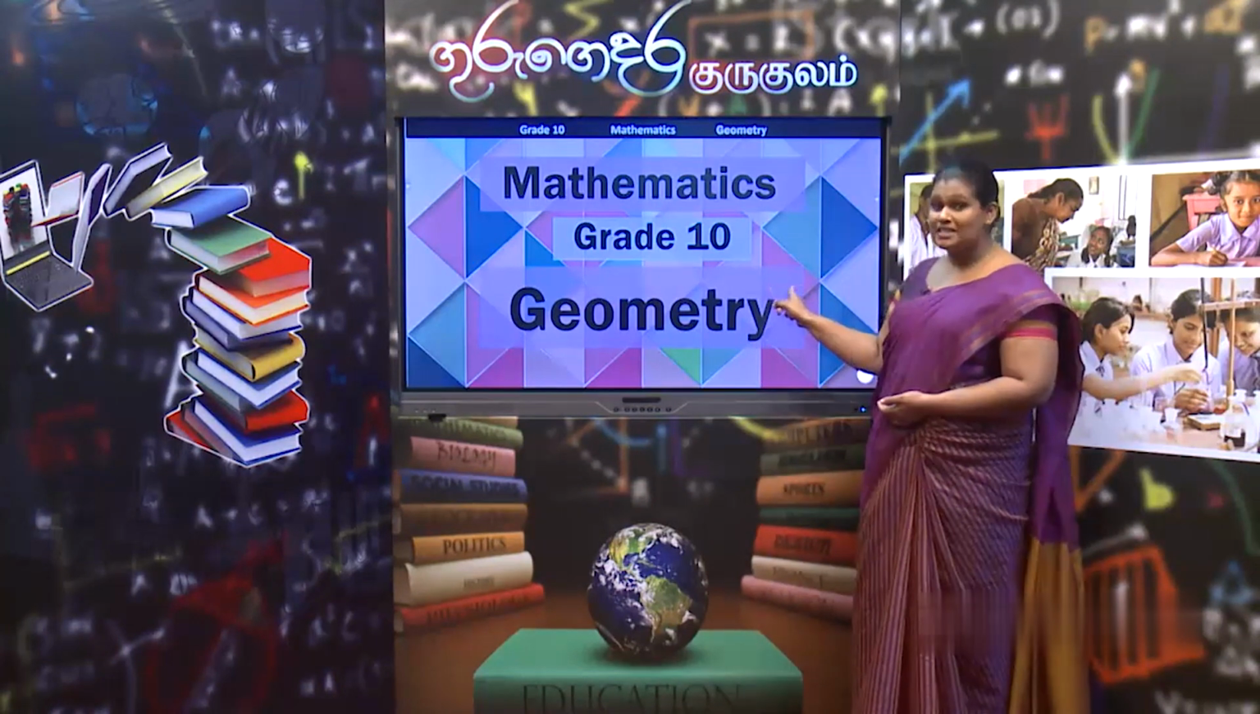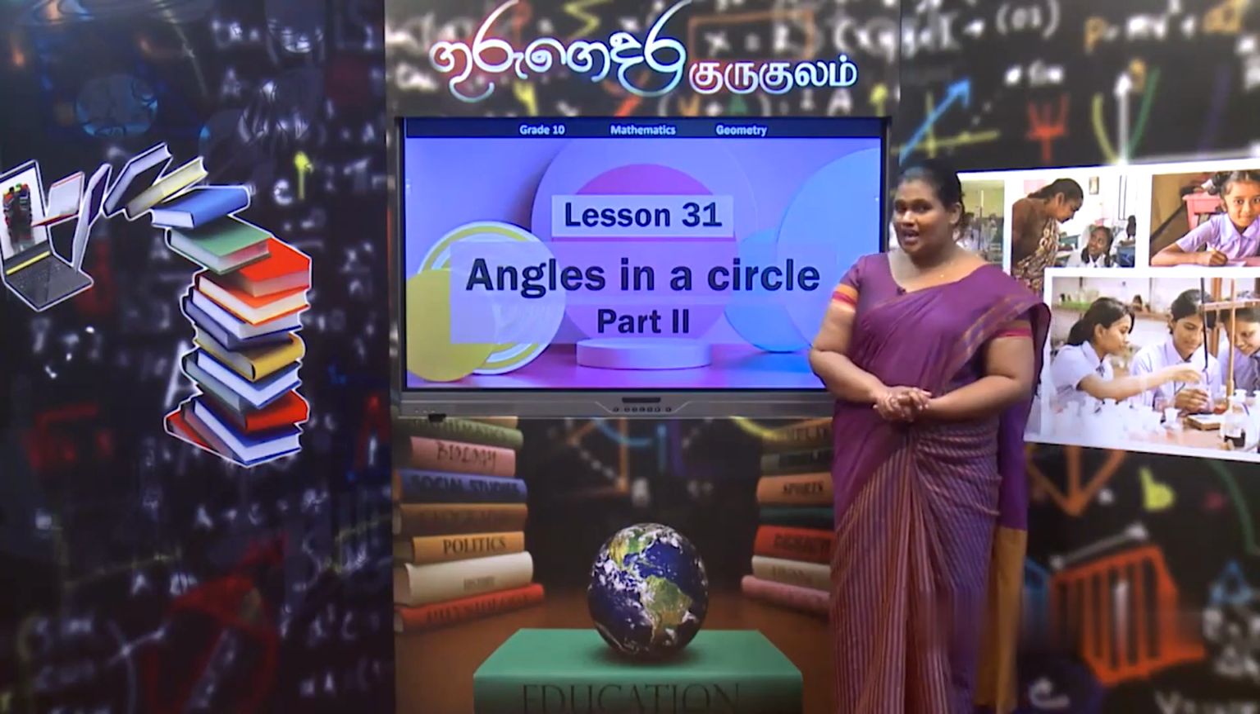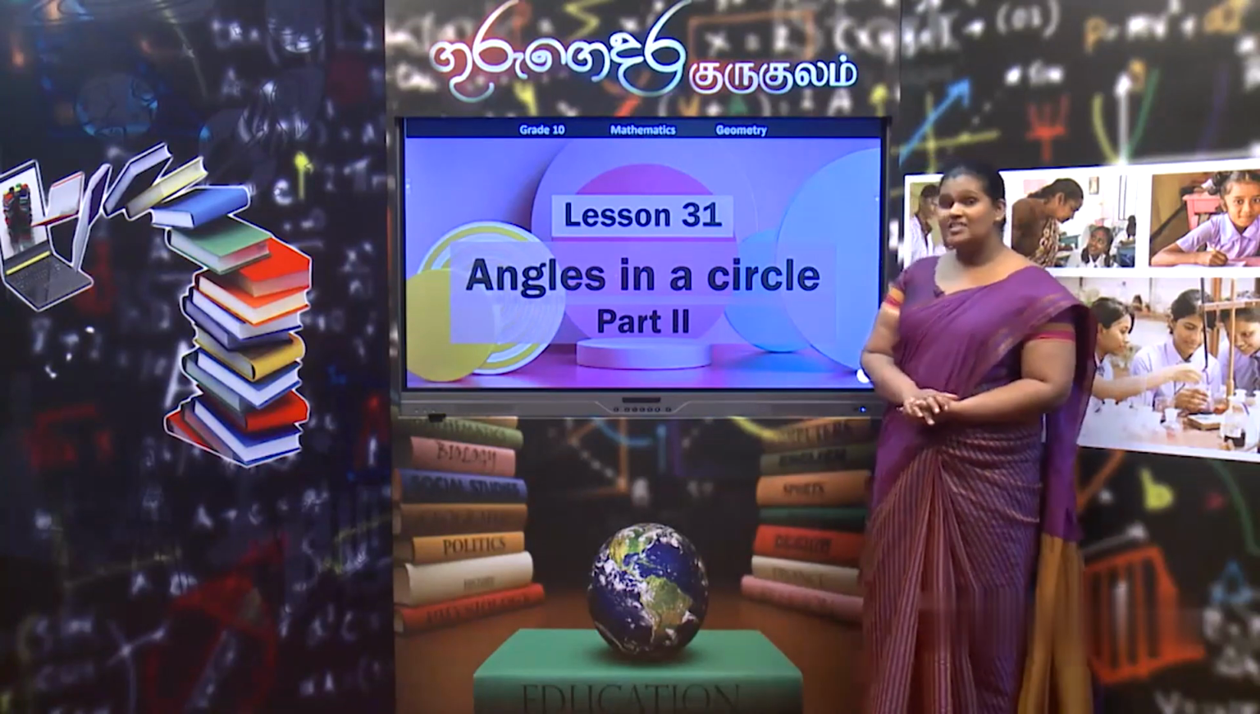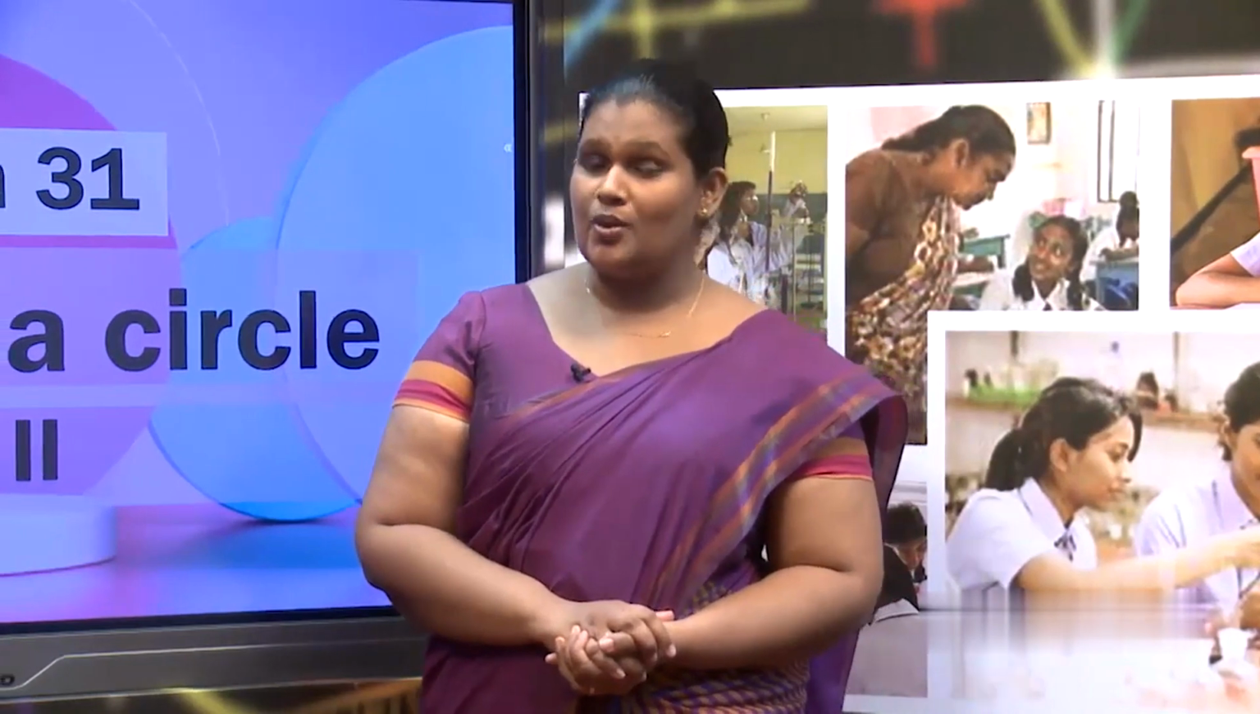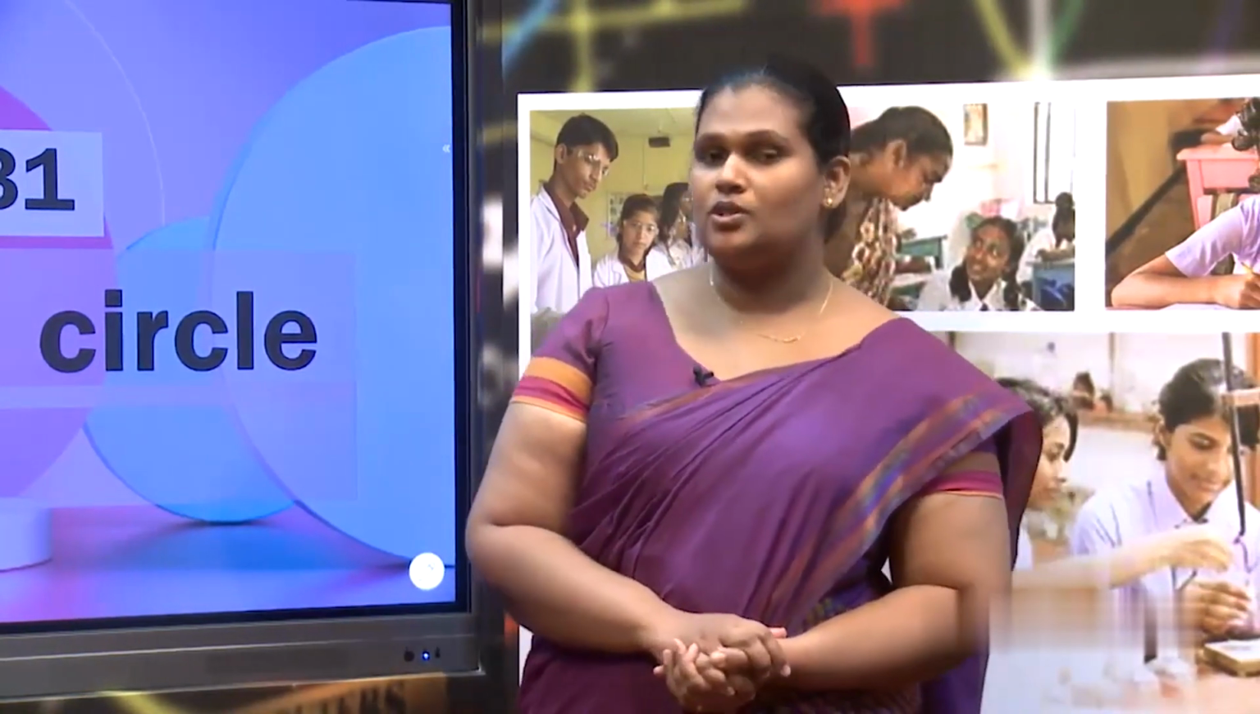Today we are going to continue the previous lesson, Angles in a Circle, that is the 31st lesson in your mathematics textbook. Previously we have discussed 3 theorems related to angles in a circle. So today we are going to do some questions related to those 3 theorems. Before moving to the questions, I thought of recalling what we have learnt in the previous lesson. As I have told you, we have discussed 3 theorems.